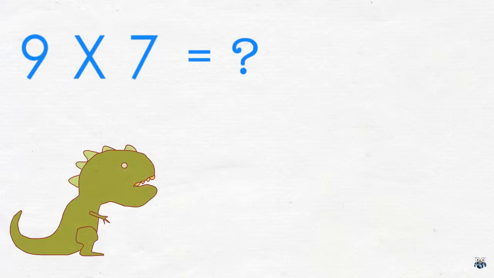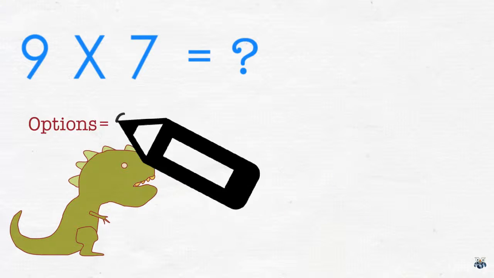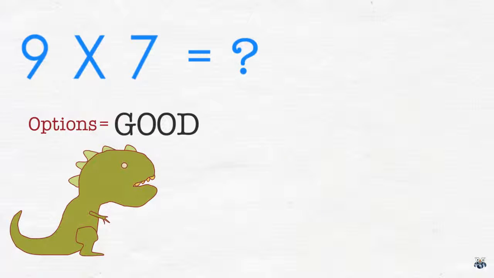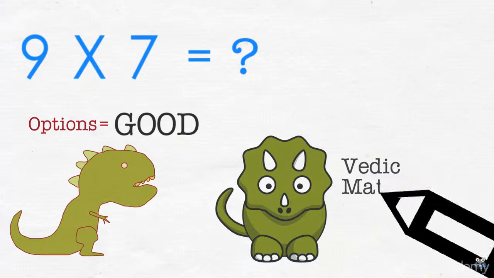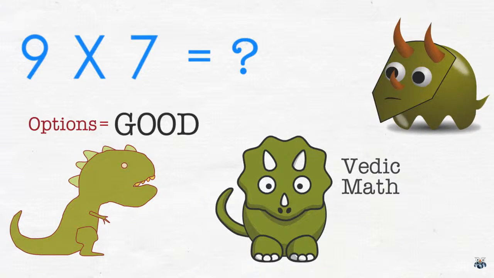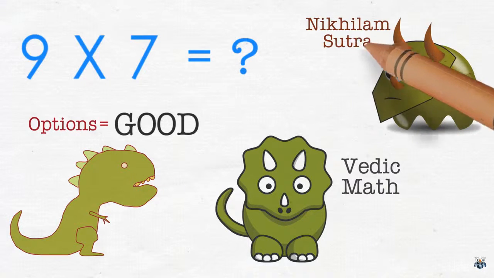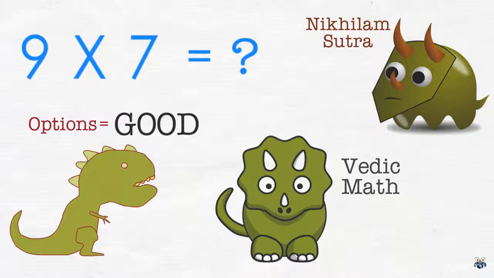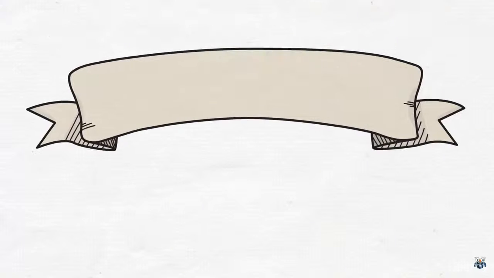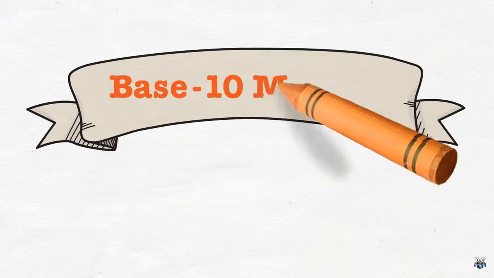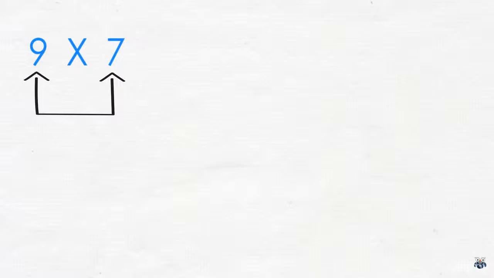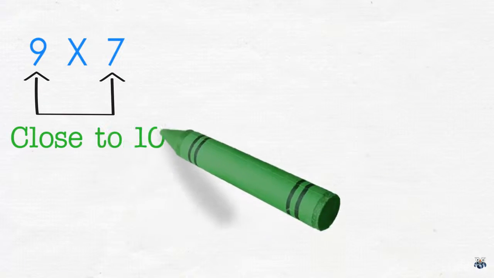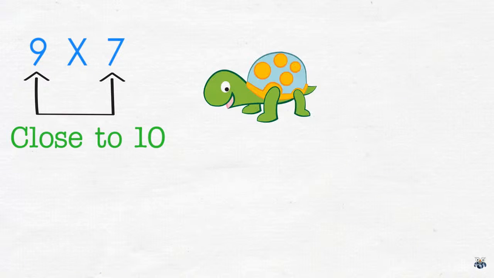Yes, there is. In this video, I'm going to show you an alternative way to quickly multiply numbers close to 10. The solution comes from Vedic math and is called the Nikhilam Sutra. I will assume that you do not speak Sanskrit, so we will call this method the base 10 method. Let's continue with our problem. 9 and 7 are close to 10, so they are valid candidates. 10 is our base number.